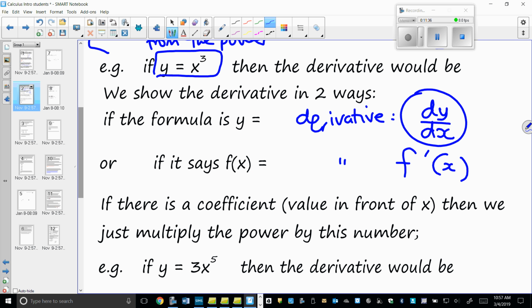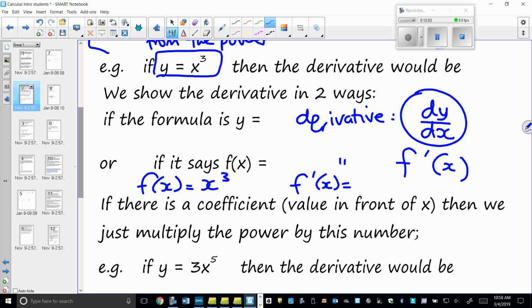So if my original question says y equals, to show I'm differentiating it, I would write dy dx equals. If my original question had said f(x) equals x cubed, I would show I was differentiating it by writing f dash x equals. Okay? It's just so you recognize that there are two different ways of showing a derivative. The process, however, is the same for both.